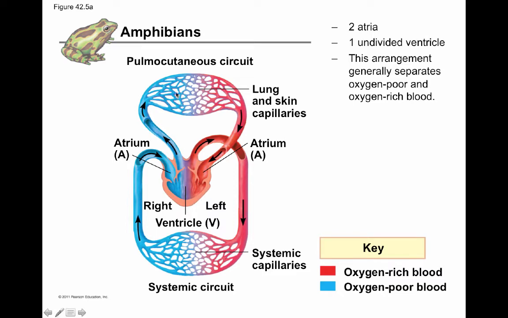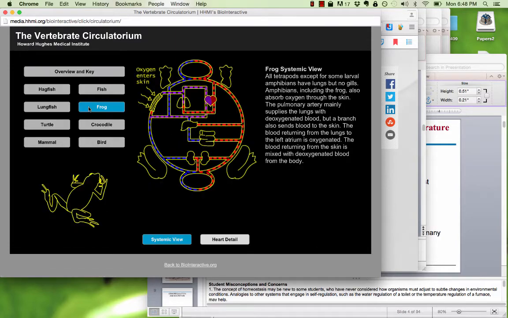And I should also add, this is called a pulmocutaneous circuit because cutaneous means skin. So the frog, or the amphibians, they also pick up oxygen from their skin. It's going to be a frog.